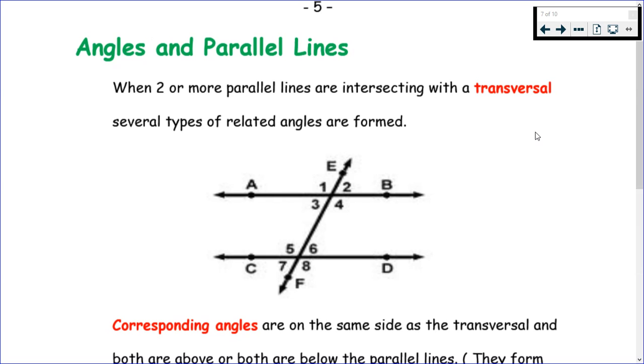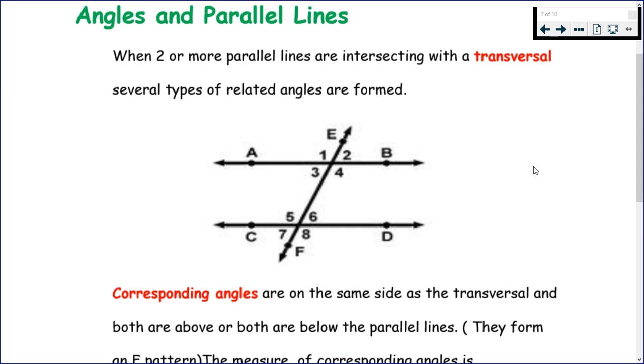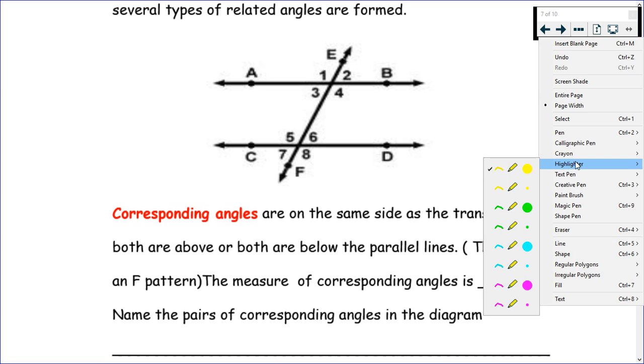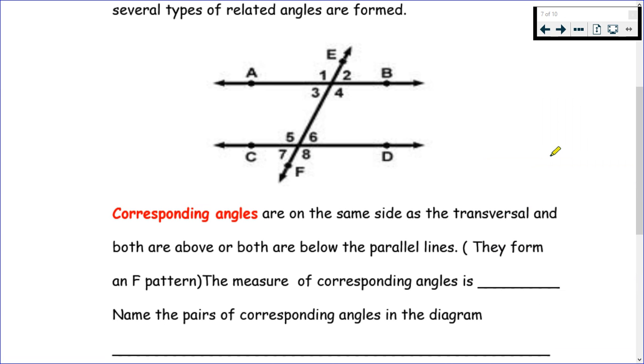Angles and parallel lines. When two or more parallel lines are intersecting with a transversal, that just means a line that's cutting across them, several types of related angles are formed. Let's take a look. And maybe we'll color code these. Corresponding angles are on the same side of the transversal, and both are above or below the parallel lines. They form an F pattern. So what that means is like these values are going to be the same as each other.